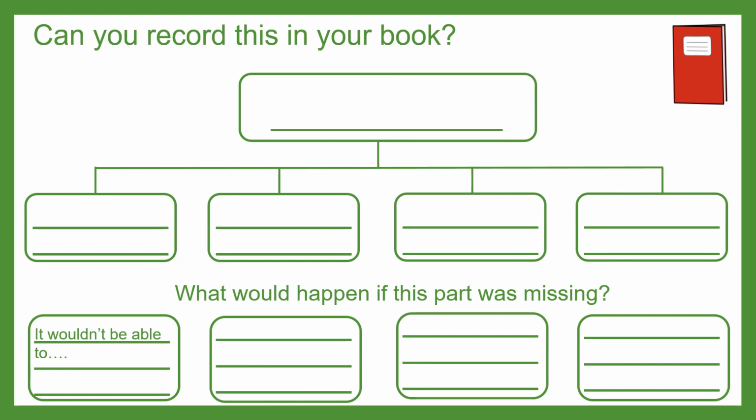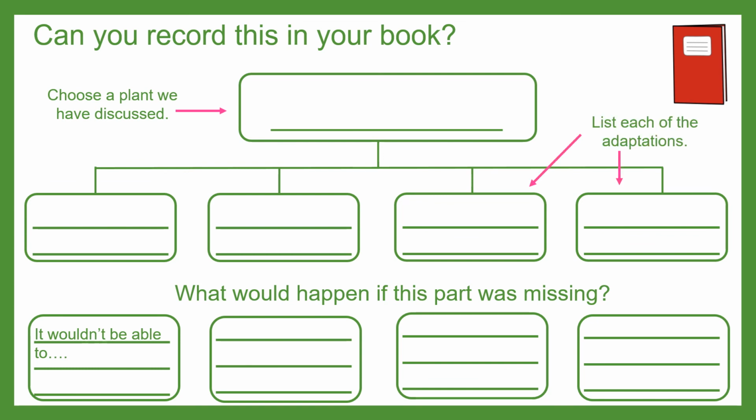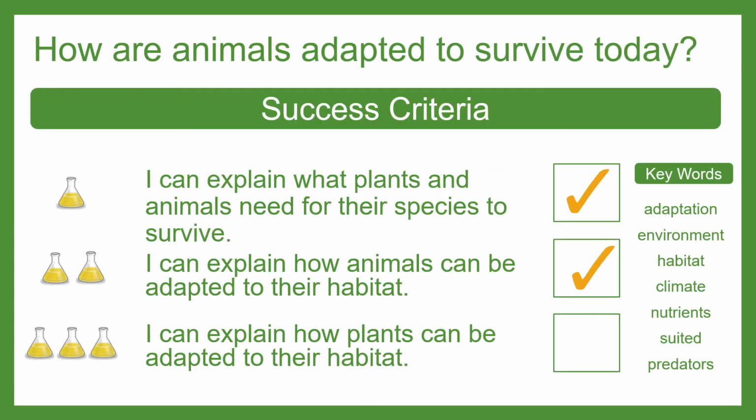So I want you to do the same now as you did for the animals. I want you to choose a plant that we've discussed. I want you to list each of the adaptations. And then I want you to write down at the bottom there, what wouldn't it be able to do if these adaptations were missing? Pause the video and have a go. Well done, you've now explained how plants can be adapted to their habitat.